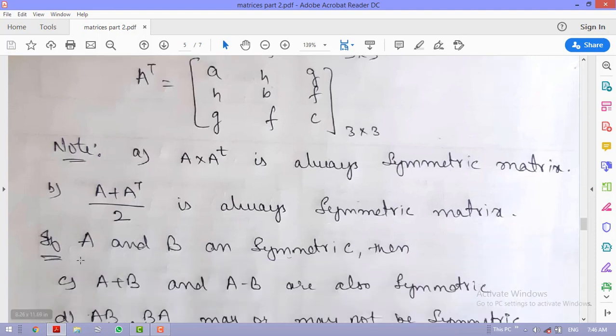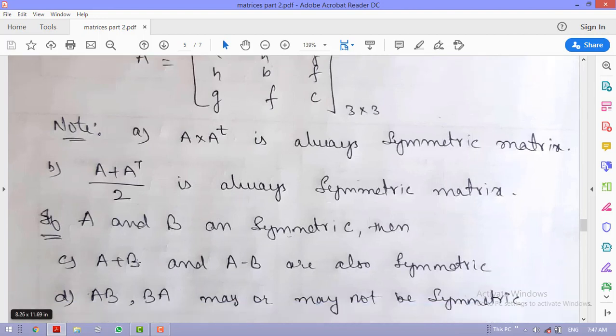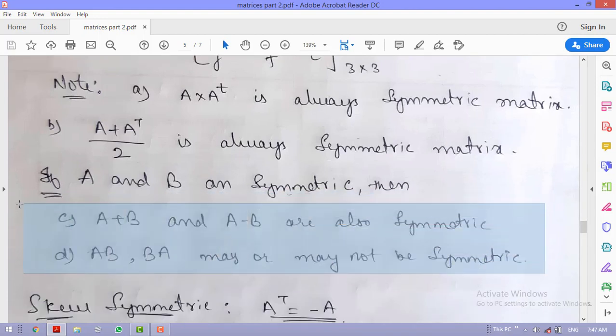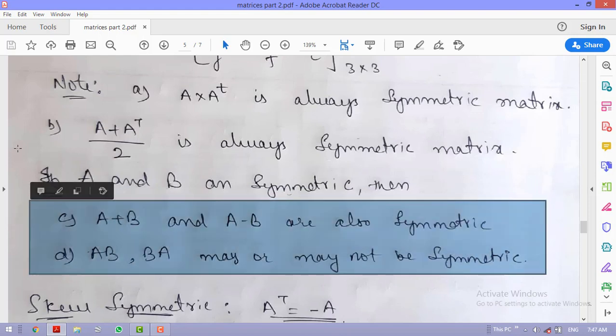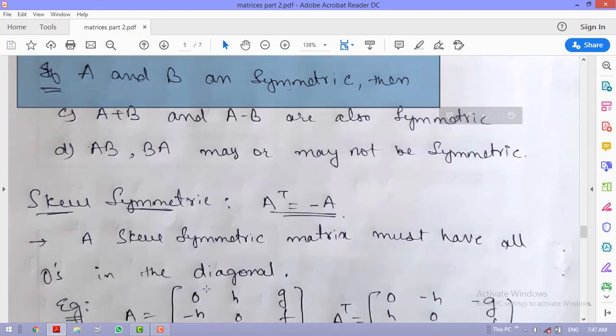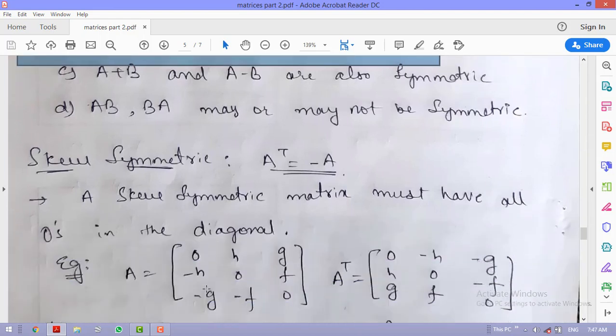If A and B are symmetric matrices, then A plus B and A minus B are also symmetric, and A into B and B into A may or may not be symmetric. You have to keep in mind that these properties are very important if A and B are symmetric matrices. Now let us see, based on A transpose, the skew symmetric matrix.